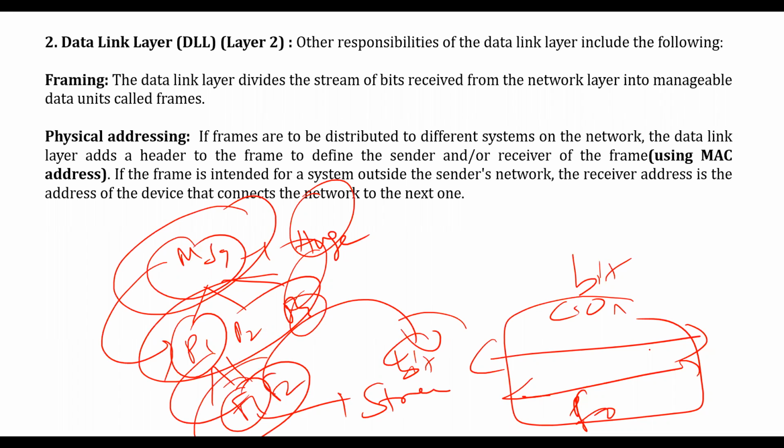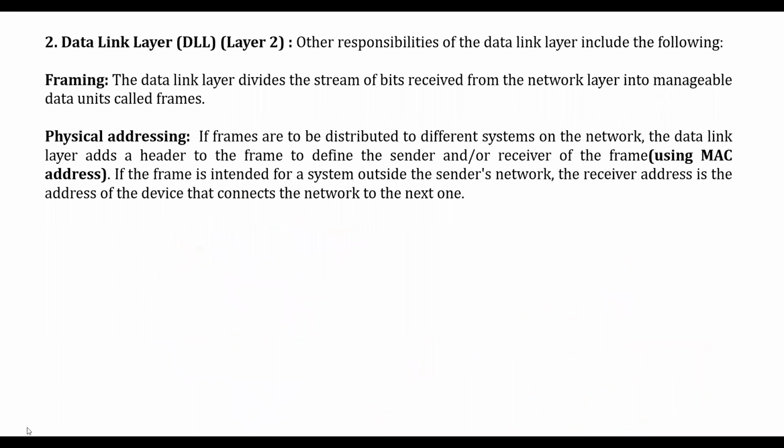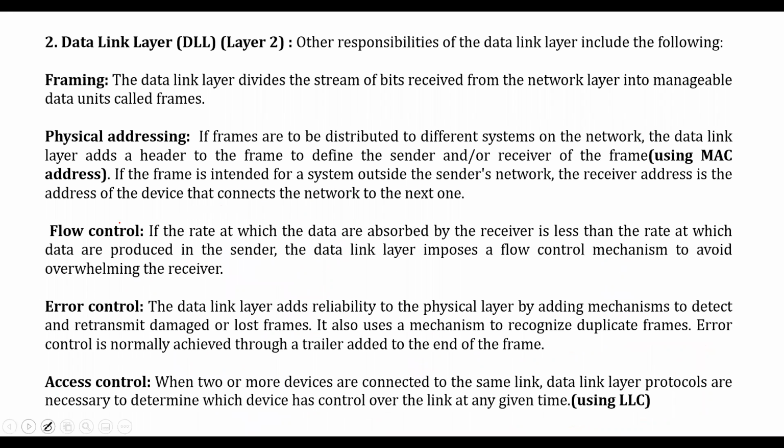That bit stream is transmitted via a physical channel. At the receiver side, again bits are converted into frames, frames are converted into packets, and packets are converted into the actual message. That message will be easily understood by the receiver side.